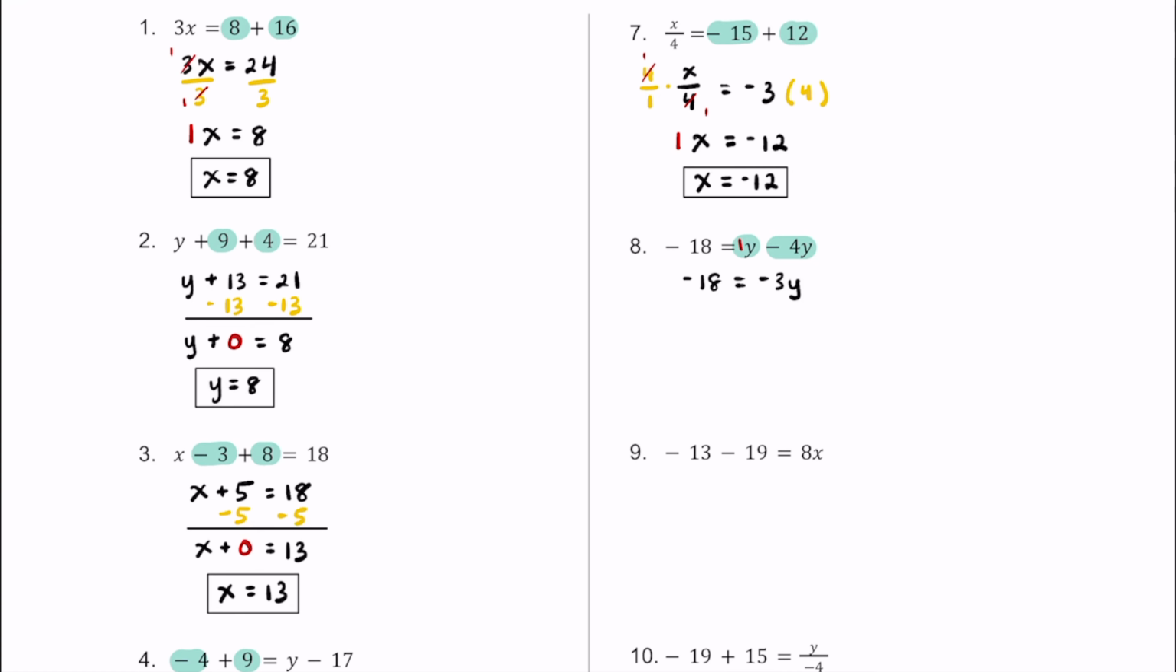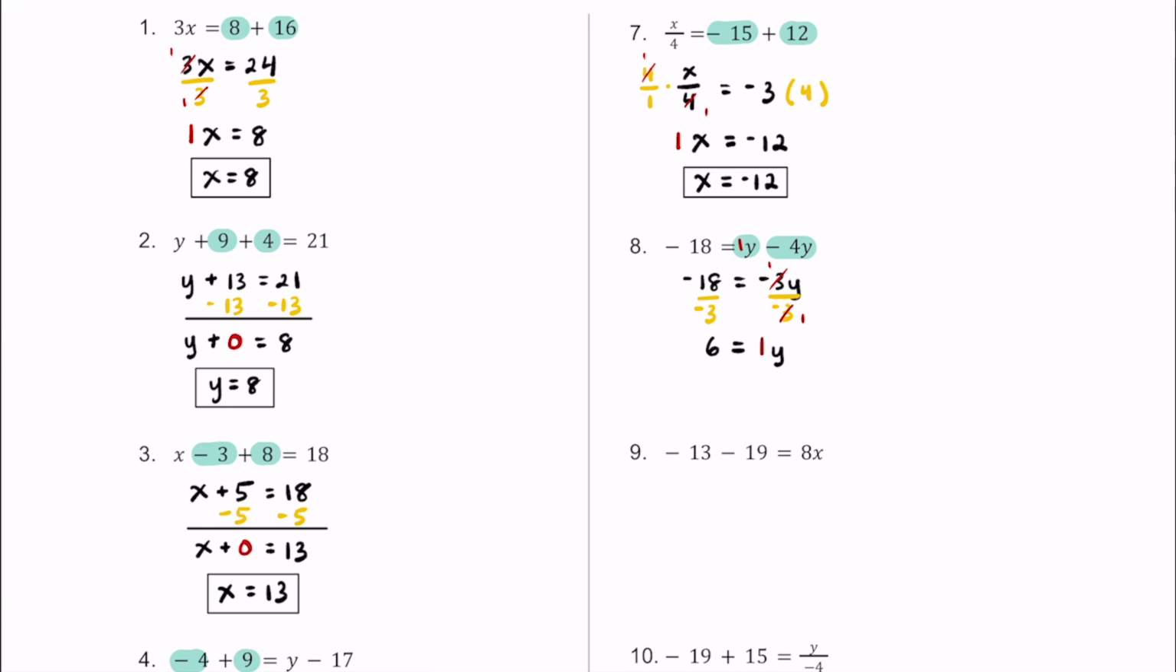So after combining like terms on the right side, we have a one-step equation. Because we have negative 3 times y on the right side, we're going to use the division property of equality and divide by the coefficient of negative 3. On the left side of the equation, negative 18 divided by negative 3 is going to equal a positive 6. And on the right side, this negative 3 divided by negative 3 is just going to equal 1. So we're going to have a coefficient of 1, and I'm going to multiply that by y.